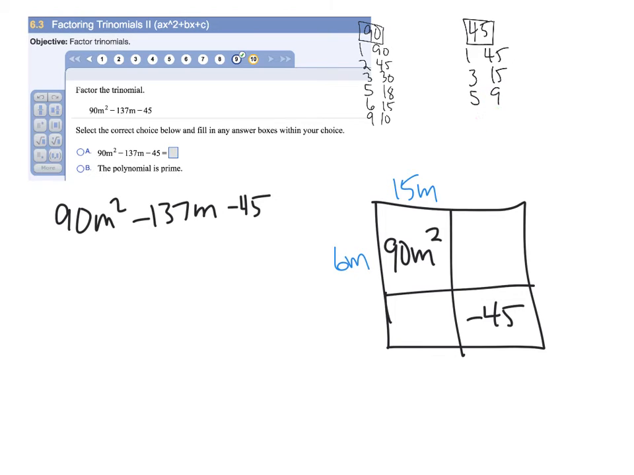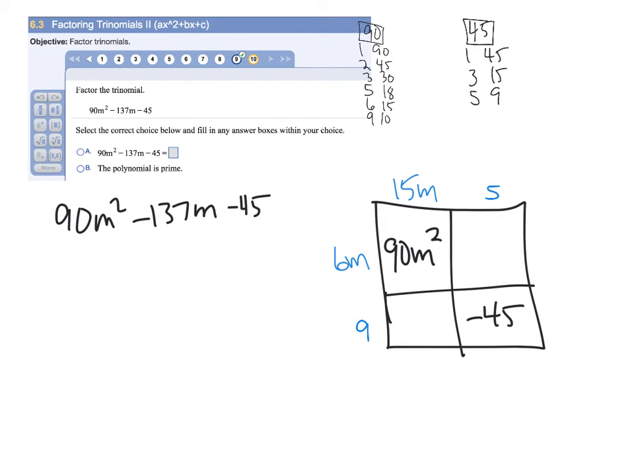Well, let's start with the 5 and the 9, I guess. I don't know, I'm really at a loss here. So let's do 9 here and 5 here. I'm just kind of guessing here. So this is 75m, and this is 54m. And is there a way that I can use these two numbers to get -137? No. So that 5 and 9 is wrong. But I might need to try the 9 and the 5, so I might need to reverse that. So let's do the 9 down here and the 5 up here.